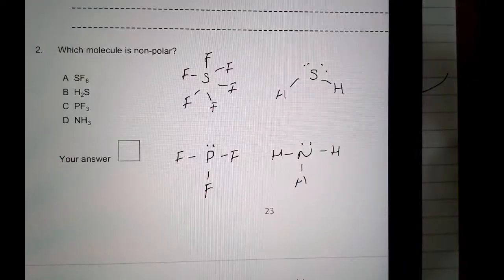In this video, I'm going to run through the answers to the exam questions at the end of 6.2. I'm not going to do question 1 because it's there for you in the mark scheme, but I will do the multiple choice questions. So question 2 asks you which molecule is non-polar.